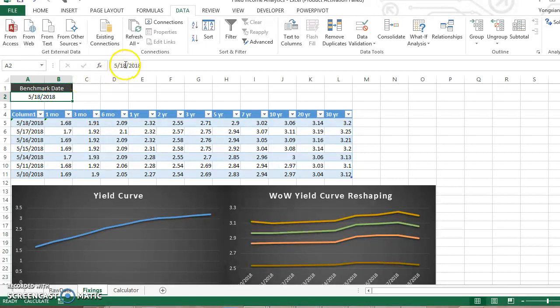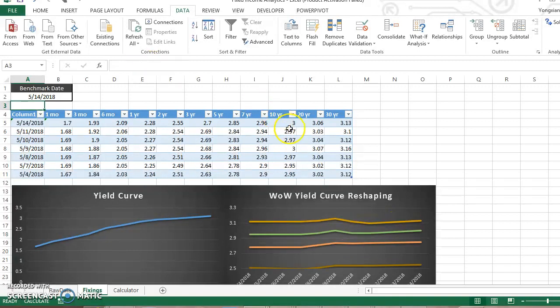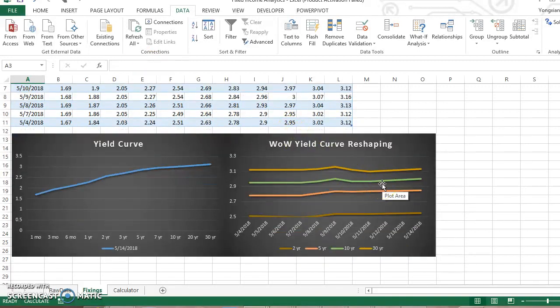In contrast, if we set the benchmark date to 14 and rerun, we can see the longer tenors, 5, 10, 30-year, are swinging, but the 2-year is increasing. So the yield curve shape is a little bit different. It's flattening.